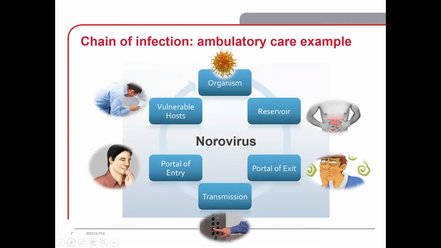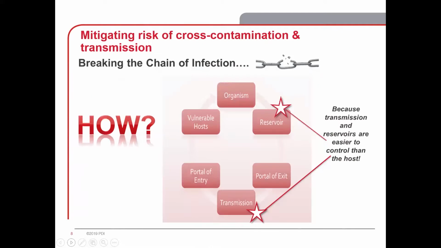So it's important to talk about this chain of infection, because when we talk about infection control or infection prevention, what we want to do is break one of these links from the chain. And to mitigate that risk of cross-contamination and transmission, we focus on areas within this chain of infection where we can most easily break that link. And typically when we're talking about healthcare, what we really look at is the reservoir, and we're looking at the transmission. And those are the easiest things to control versus trying to control the host.